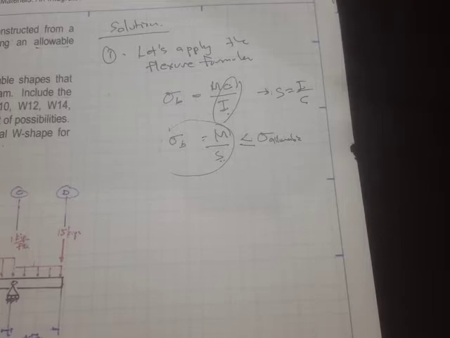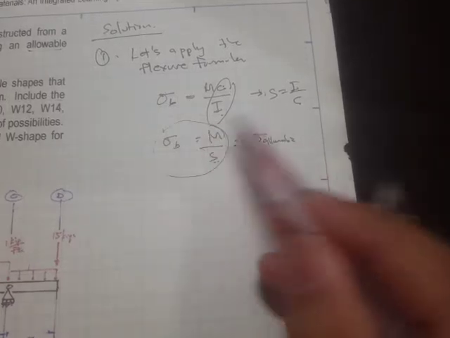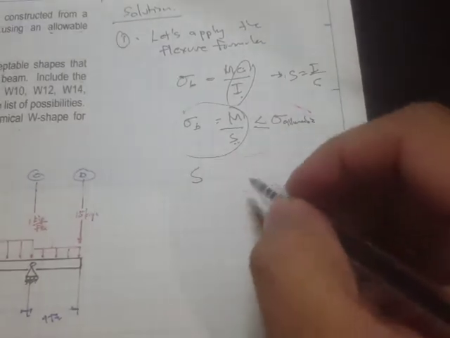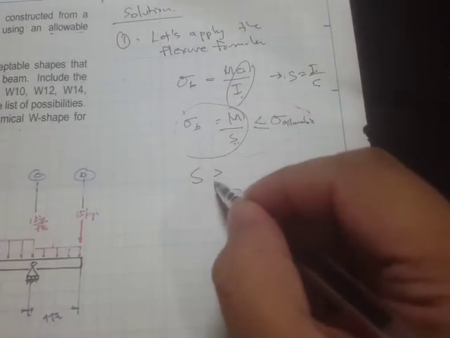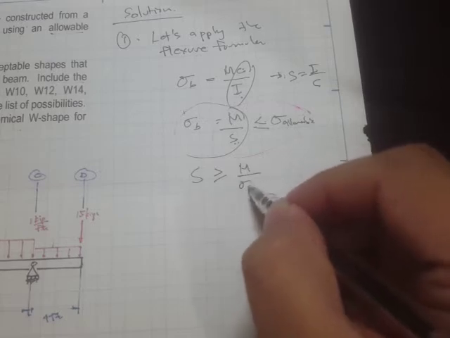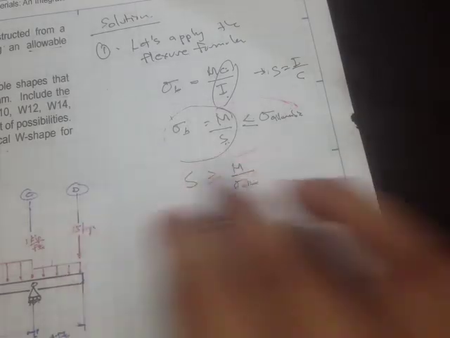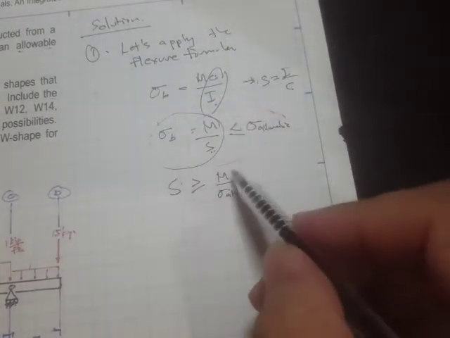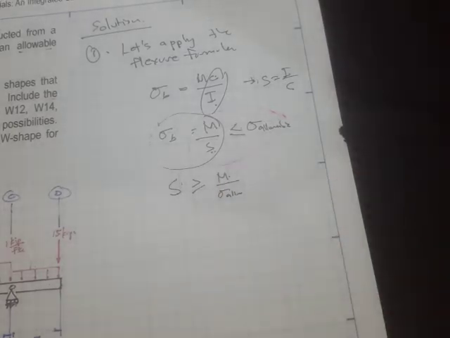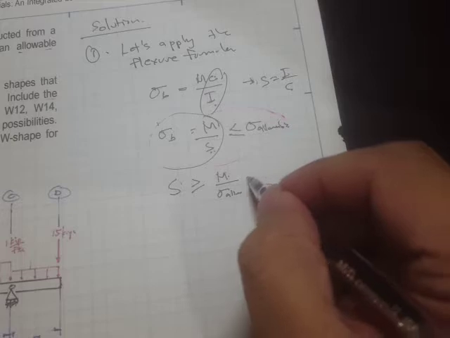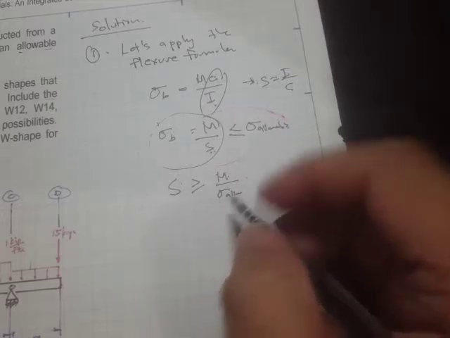So if we consider these terms right here, then we can rewrite this as S must be greater than or equal to M over the allowable. So here's going to be our equation: the section modulus that we compute must be greater than or equal to the moment divided by the allowable.